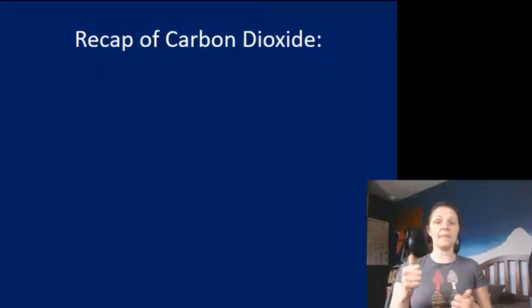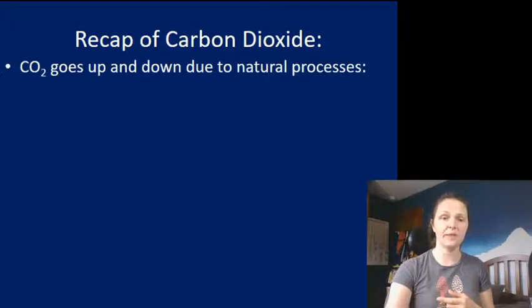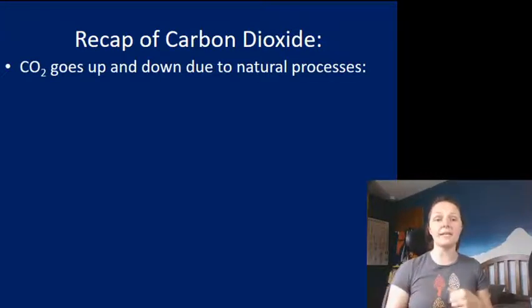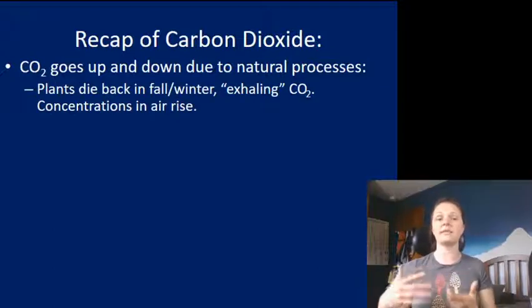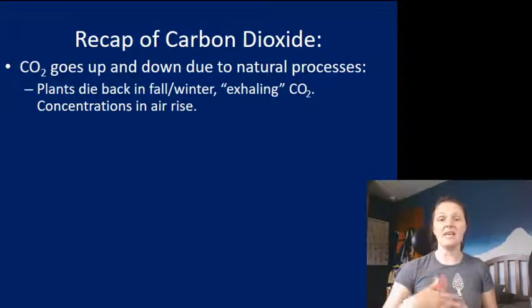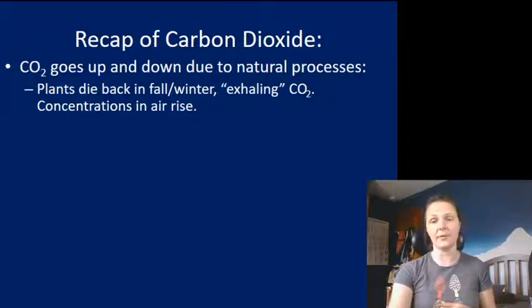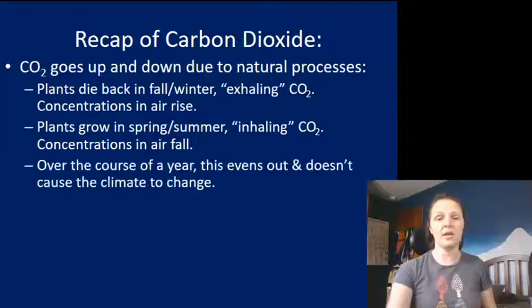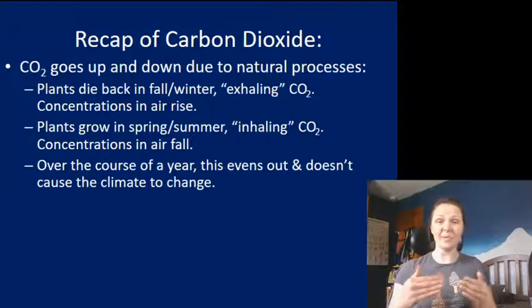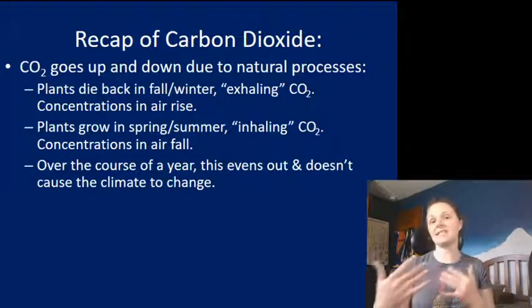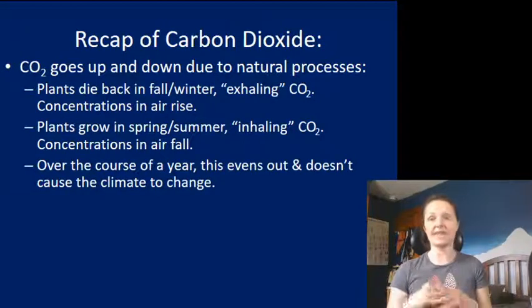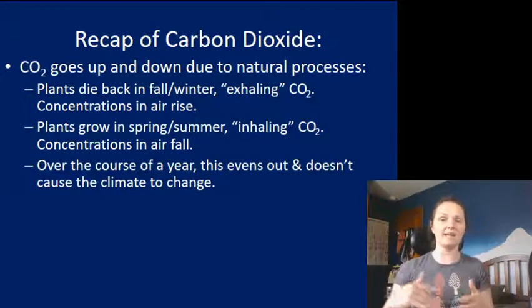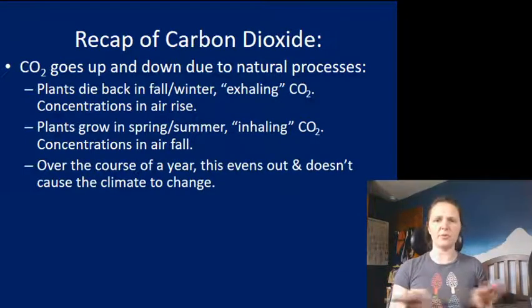Okay, so let's recap what we've talked about with carbon dioxide. Carbon dioxide goes up and down due to natural processes. The plants die back in the winter, they release their carbon dioxide into the atmosphere as they break down, and the concentrations in the air go up. In the spring and summer, the plants are growing, so they're inhaling that carbon dioxide, and the concentrations fall. Over the course of a year, and this is an important point, that cycle of respiration cancels itself out. Plants growing and dying is kind of a zero-sum game if you look over the whole course of the year.